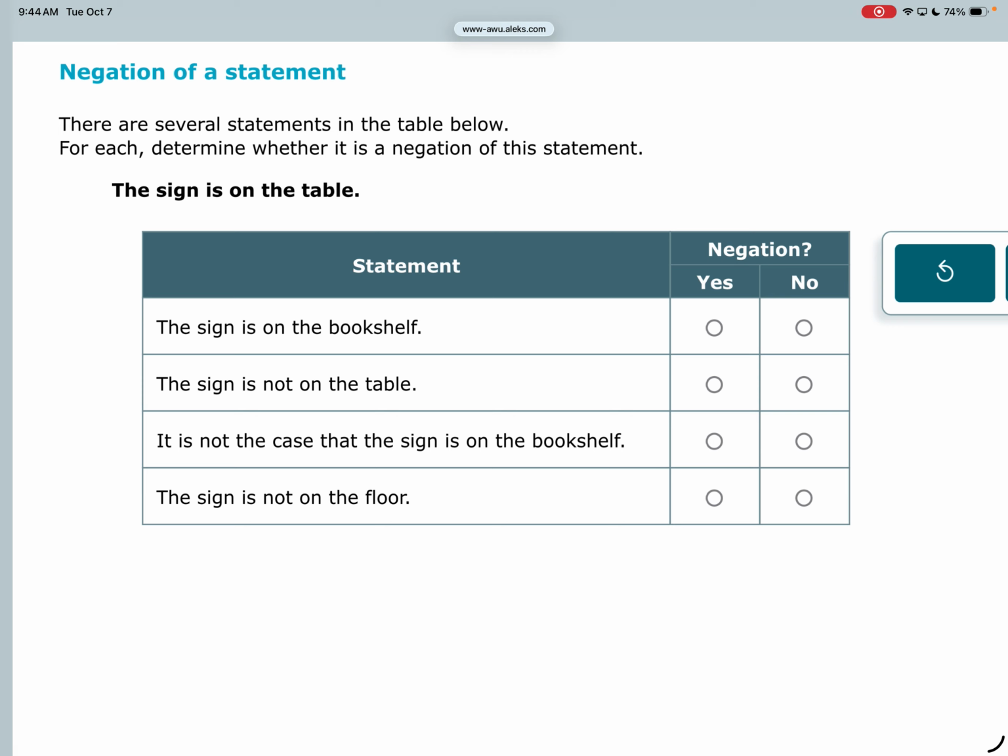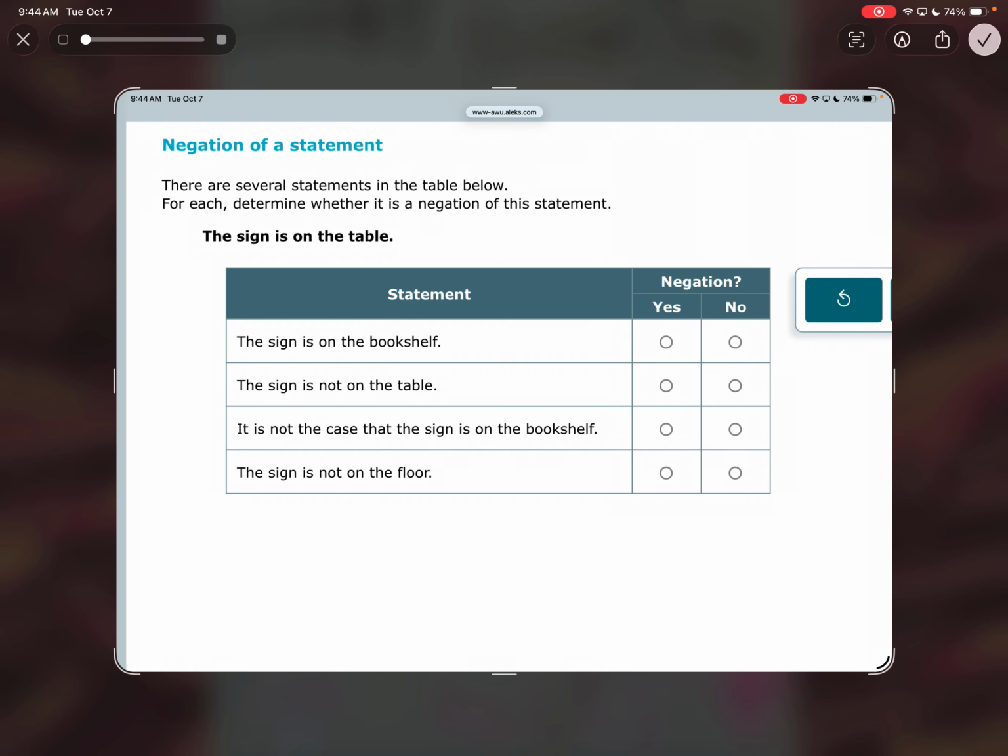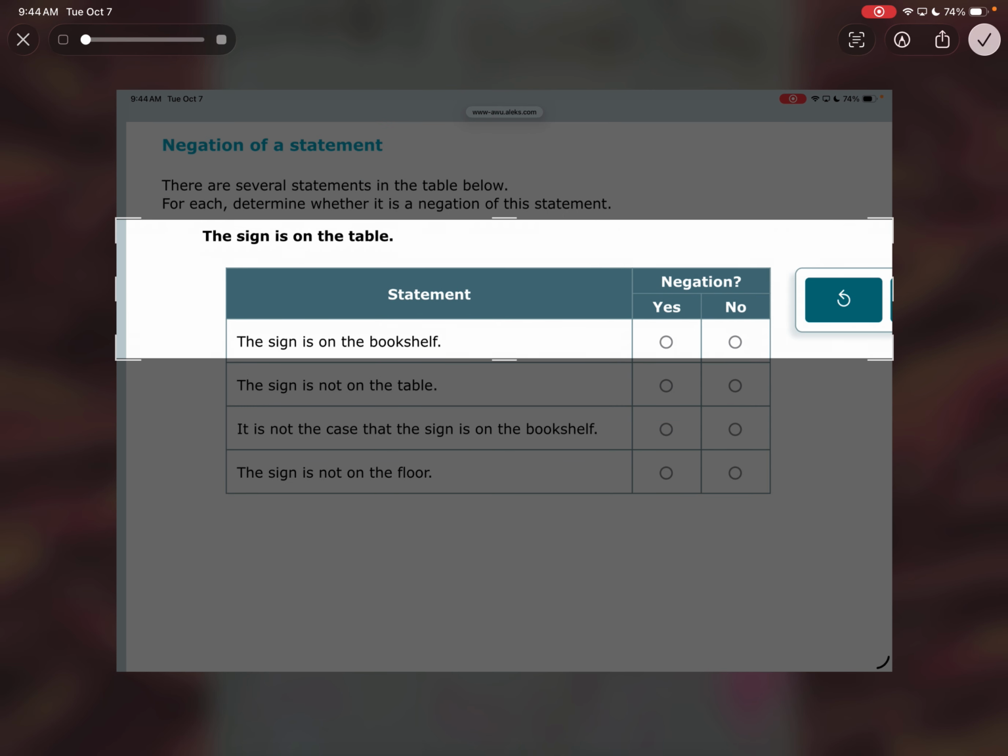I think I used the key words right there: could be, okay? So just because this is false and this is true, and this is true and this is false, doesn't mean... is there a scenario where both of these are false? There's not a scenario where they're both true, because the sign can't be on the table and the bookshelf at the same time. But is there a scenario where both of these are false? Yeah, what if the sign is on, I don't know, the bed, whatever. If the sign is on the bed, then they are both false. So that means this is not a negation of this one, because there is a scenario that proves they could have the same truth value.